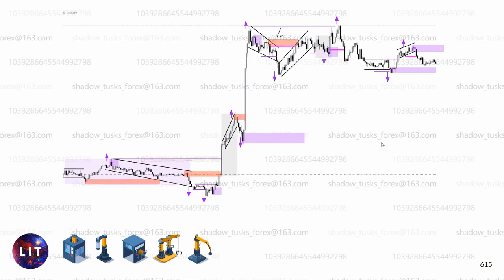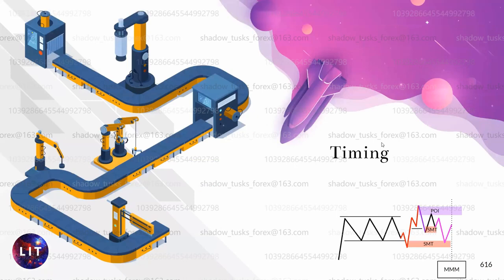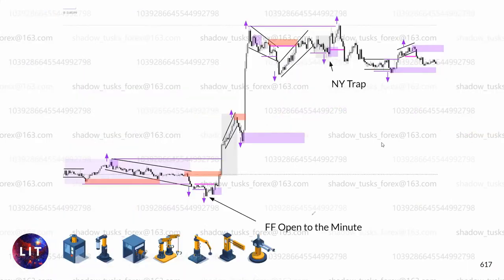All right, so what is next after SMTs? We have timing. So let's go into timing. Let's see when and where these inducements happen. Okay, so again, this one was very obvious. Frankfurt open to the minute. Can't really complain about that one.